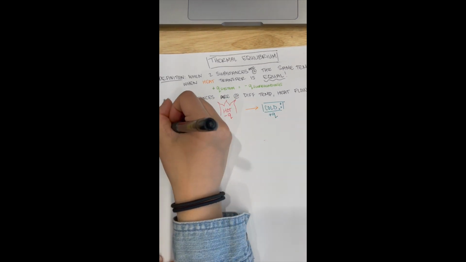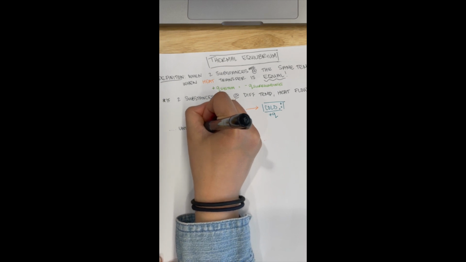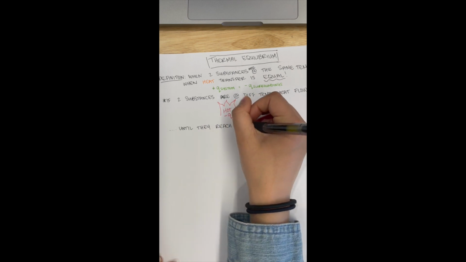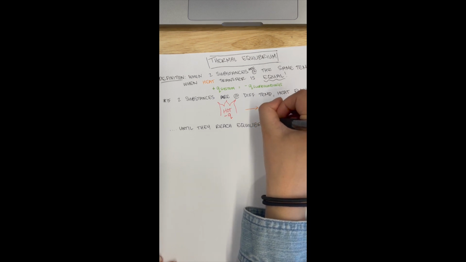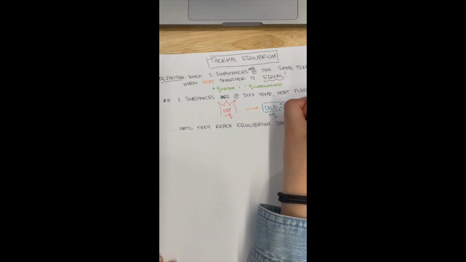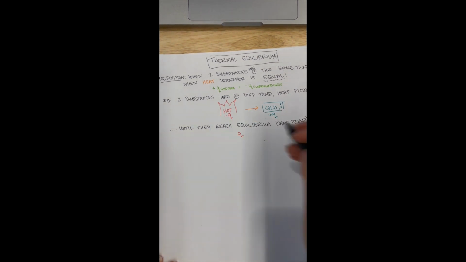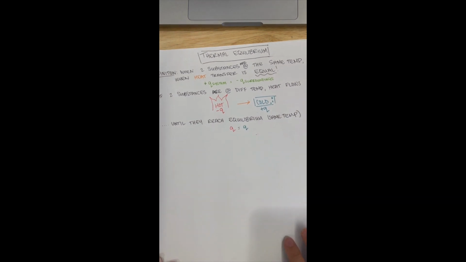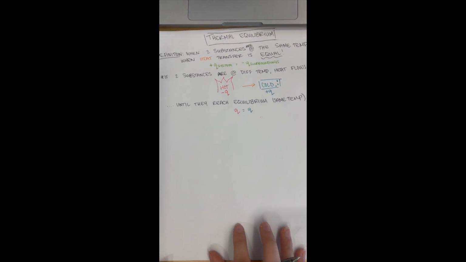And that happens until they reach the same temperature. And that is our equilibrium. At this point, our Q's are going to be equal. We don't have one that's gaining, we don't have one that's losing. They each just have the same amount of heat.